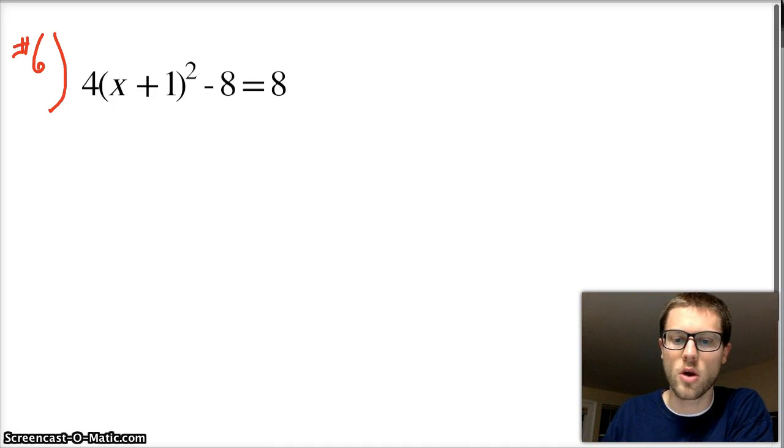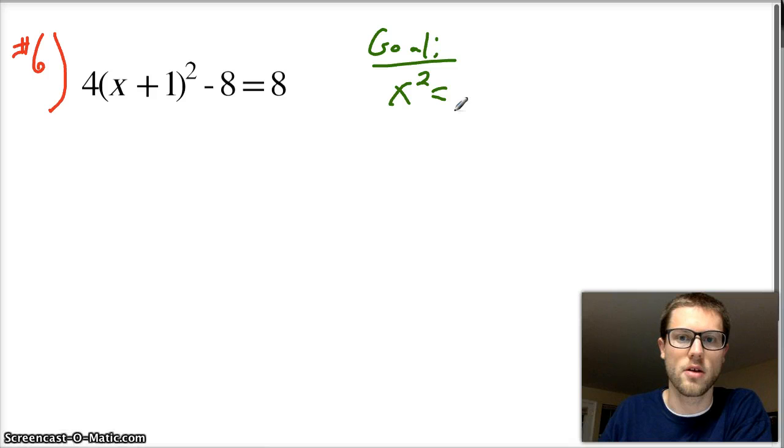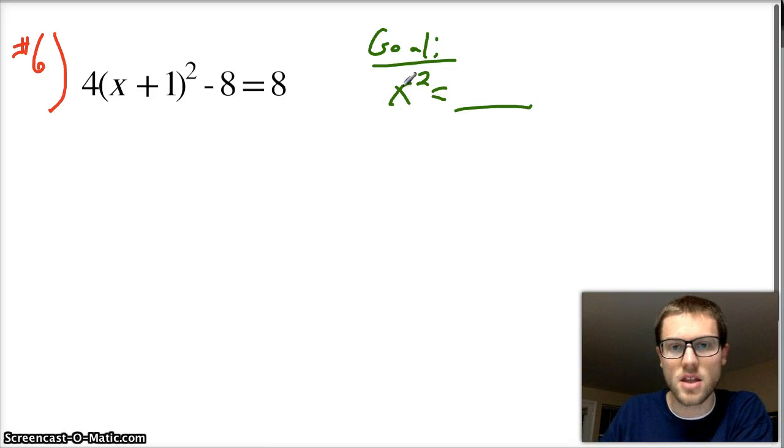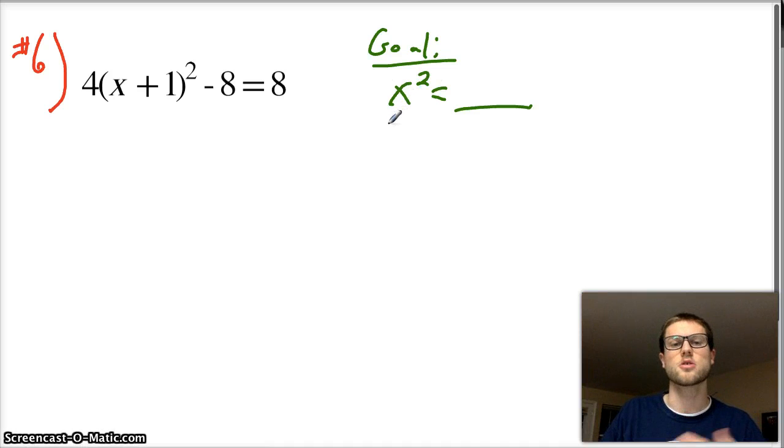When you're solving using square roots, your goal is to get the x squared term by itself, right? You want to isolate the x squared. We're not setting it equal to 0, but we're setting it equal to the x squared.